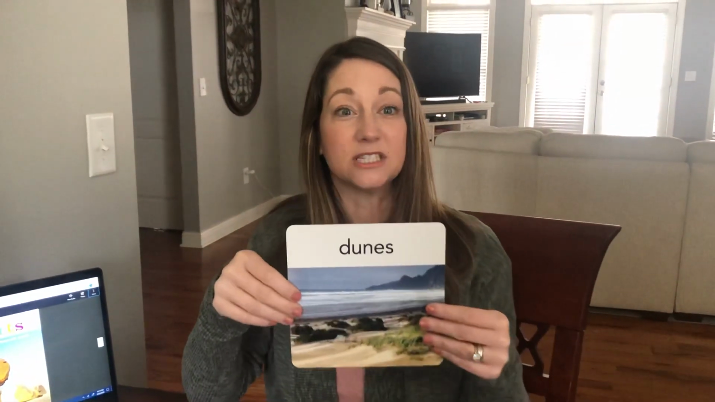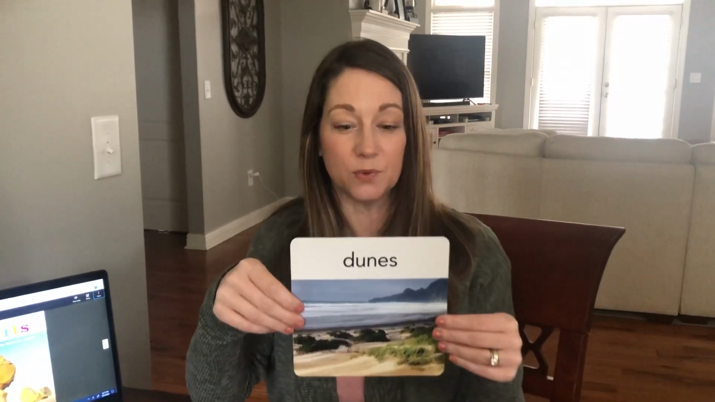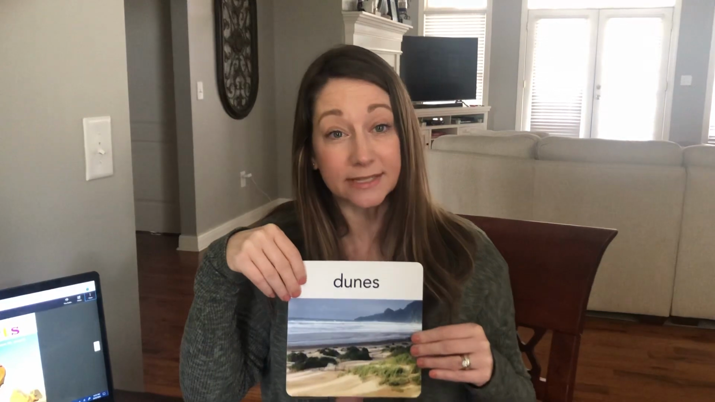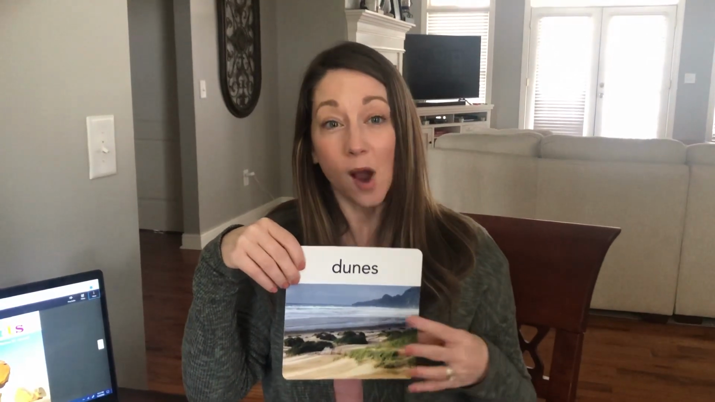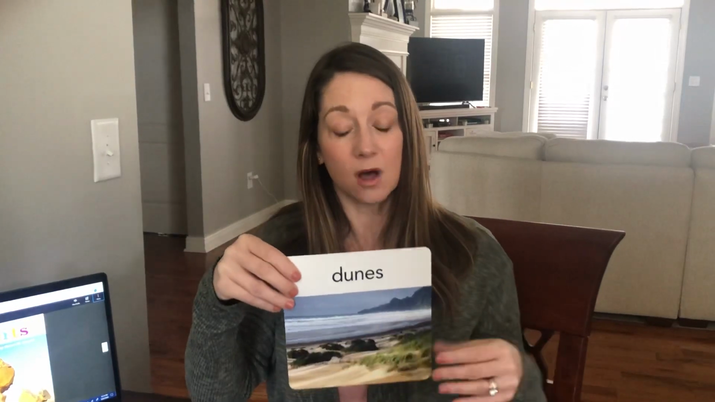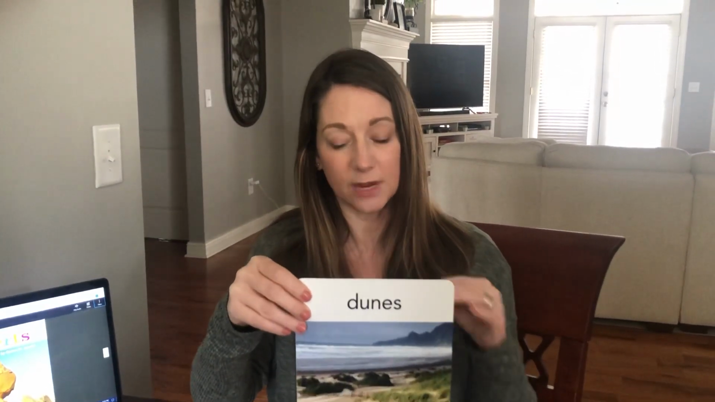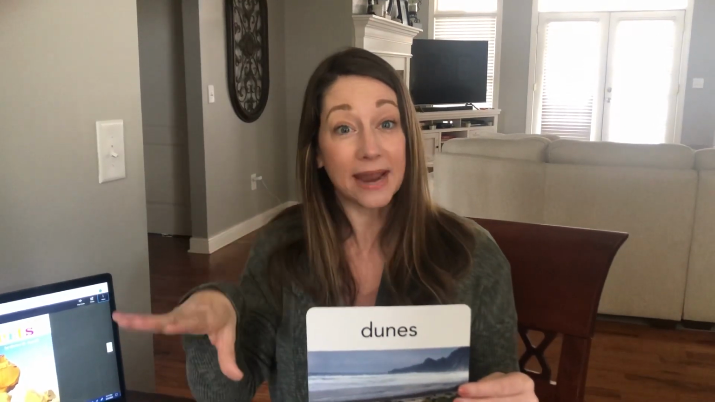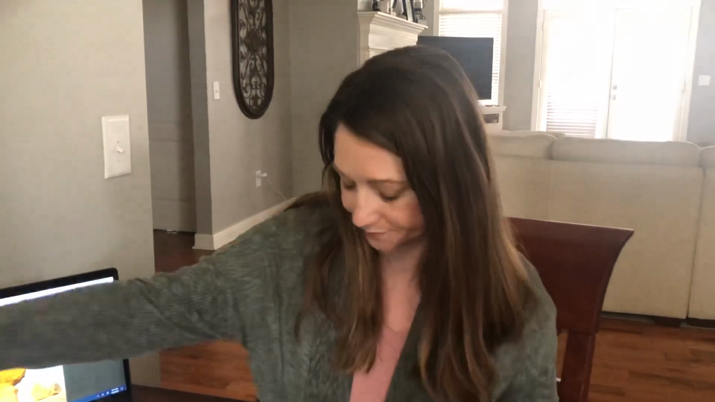Our next word is dunes. Everyone say dunes. And you guys, our story is about a desert this week, but you probably have seen dunes if you've ever been able to go to the beach, because there are dunes all along the edge of the beach. And they're hills of sand, hills made of sand in the desert or by the beach with the ocean.